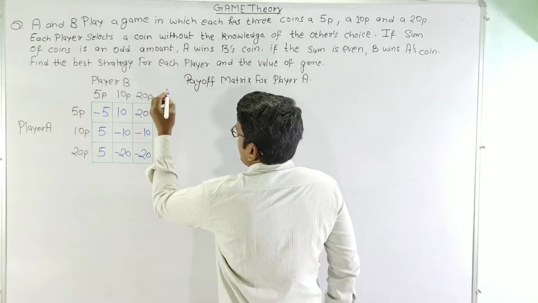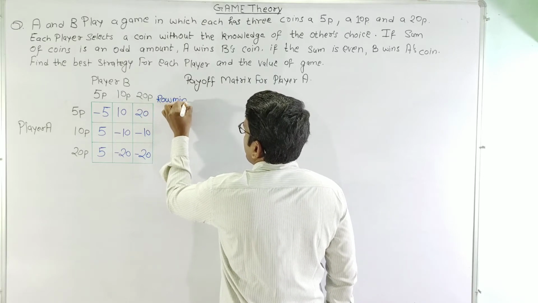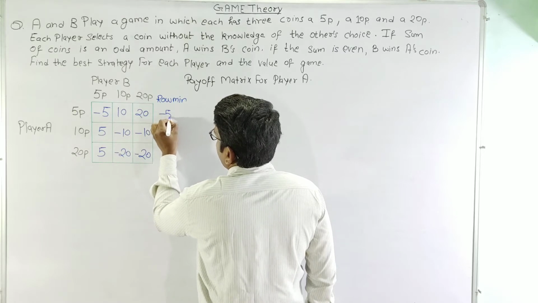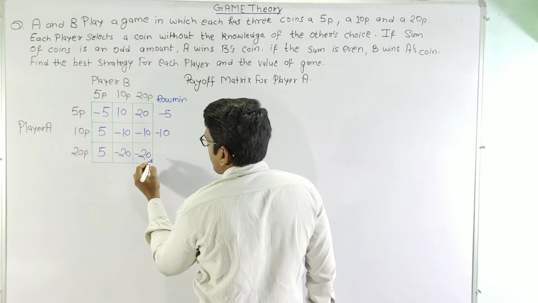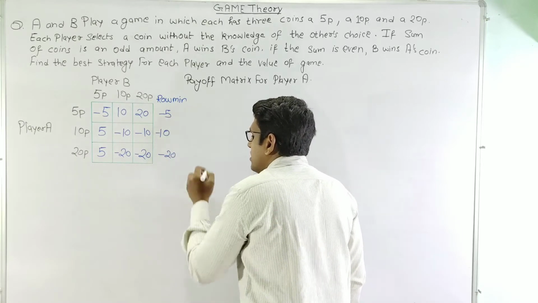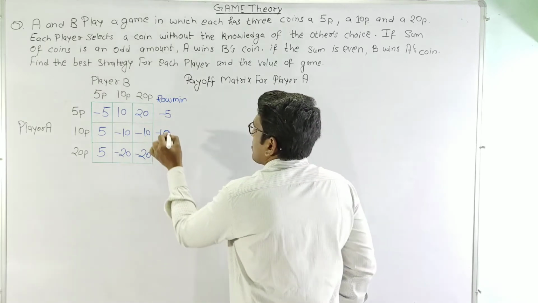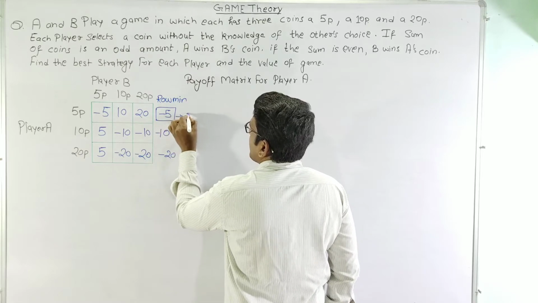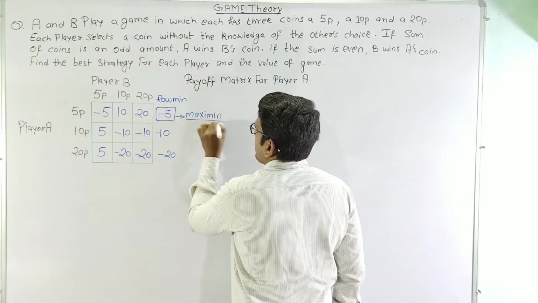In order to find the saddle point, we will first calculate the row min, that is, the minimum value in each row. So in row 1 the minimum value is -5, in row 2 the minimum value is -10, in row 3 the minimum value is -20, and among these values the maximum value is -5. So this -5 will become the maximin value. This is the maximin value.